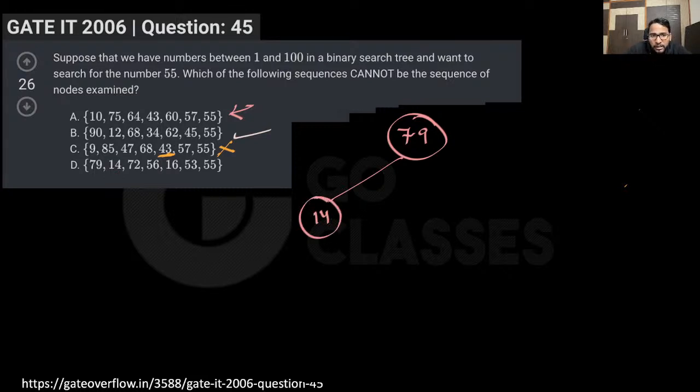Now you will go to right of it and everything should be greater than 14. Yeah, that is greater than 14. Then you are encountering 72, that is fine. Now you will go to left of it and everything should be lesser than 72, right?